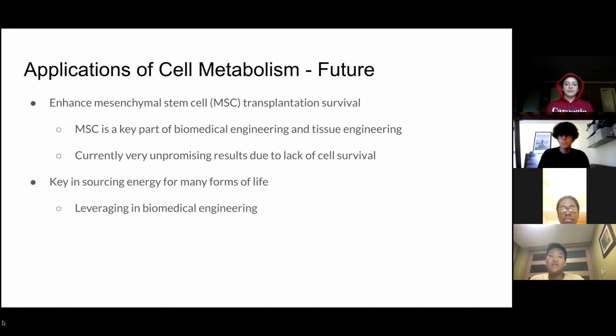So if we can find a way to improve its cell metabolism and make it work more efficiently, this could be improved greatly. And obviously, stem cells are quite important in tissue engineering because stem cells are one of the most important things for repair and health in general. And since cell metabolism is the most foundational form of gaining energy, if we want to make progress in scientific engineering, we're going to need to use it as much as possible so that we don't need to worry about energy in the future.